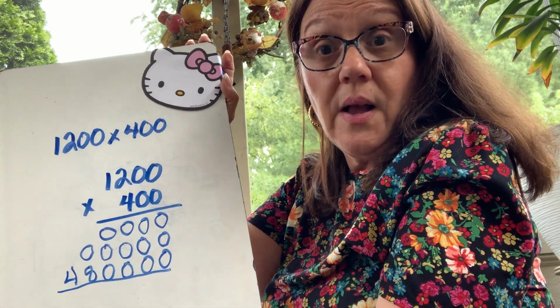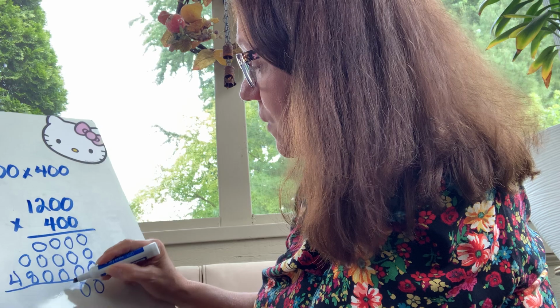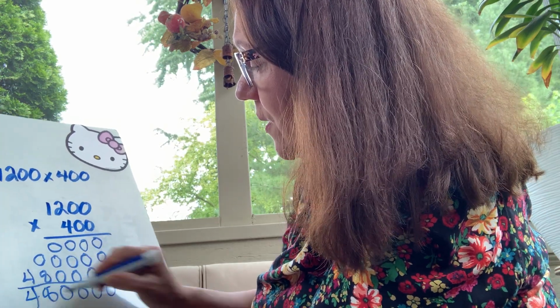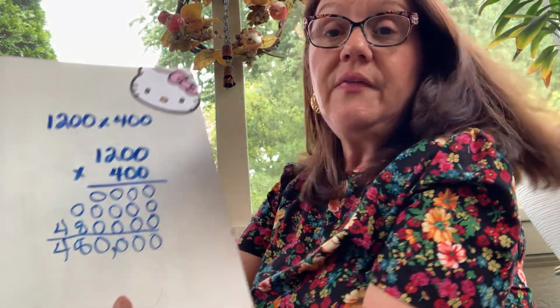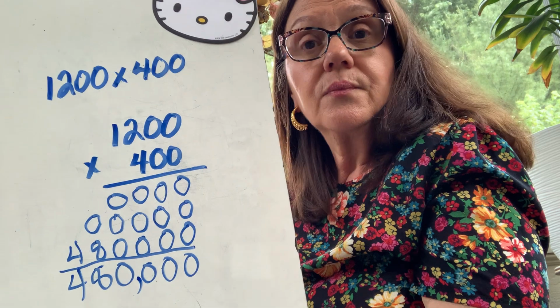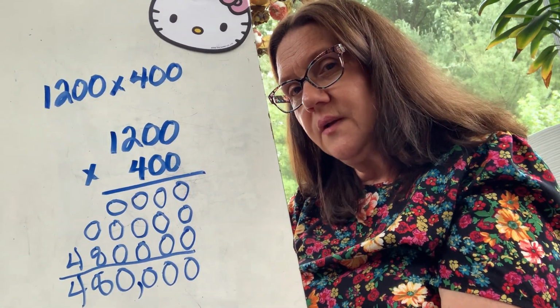Now we add them all up. So we have 0, 0, 0, 0, 8, 4. I'm going to add a comma. And then we have our ginormous product. Right? Make sense? Notice some things. Think about some things.